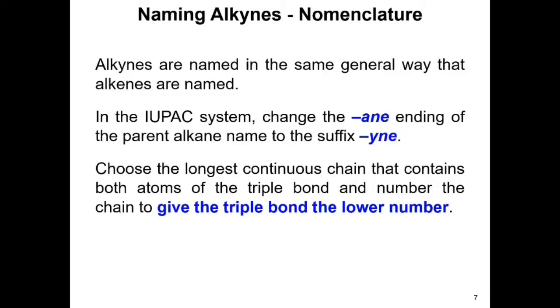So how do we name alkynes? Alkynes are named using the same IUPAC system that we use in naming alkanes and alkenes. The only difference is we're changing the suffix into YNE. And so we're going to choose the longest continuous chain that contains both atoms of the triple bond and then number the chain to give the triple bond the lower number, followed by naming and numbering the substituents.